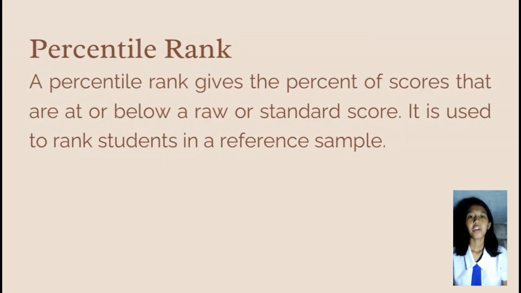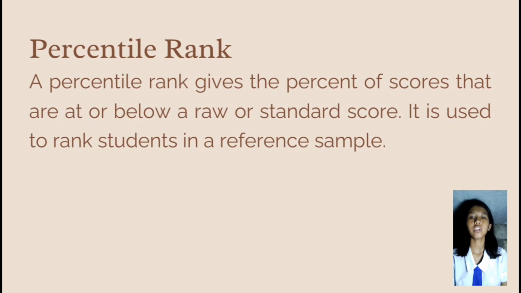And Maring answered to me before what percentile rank is. A percentile rank gives the percent of scores that are at or below a raw or standard score. It is used to rank students in a reference sample. For example, a score of 35 or a standard score of 1 falls in the 84th percentile, which means the student scored as well as or better than 84% of students in the sample. We could also say that the student's score is in the upper 16% of the norm.